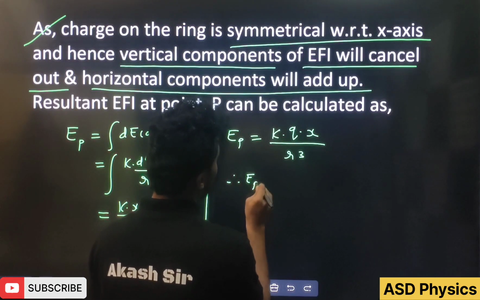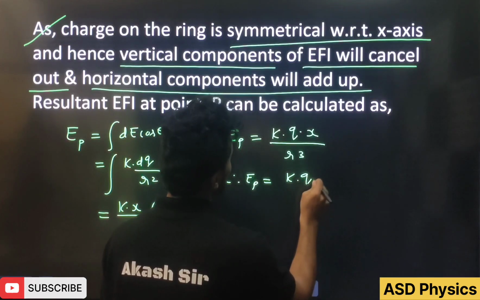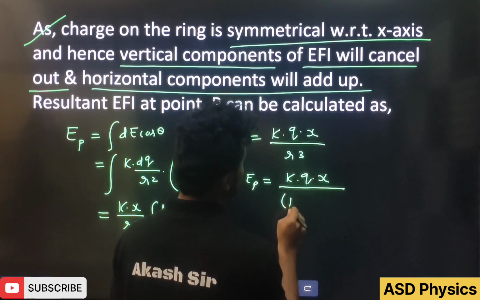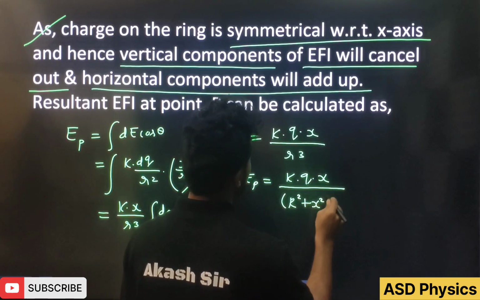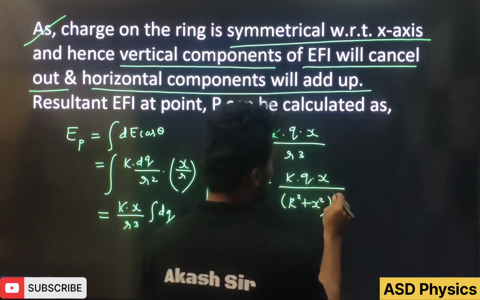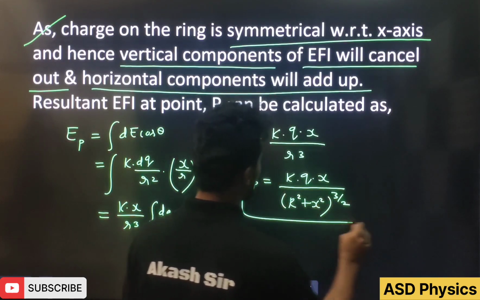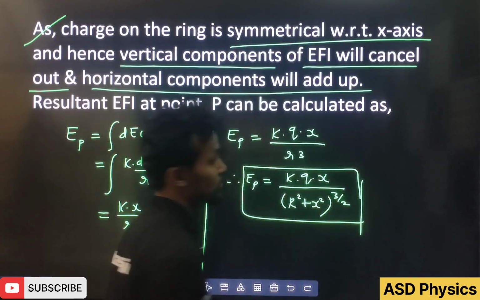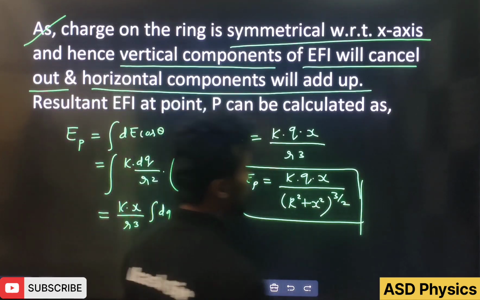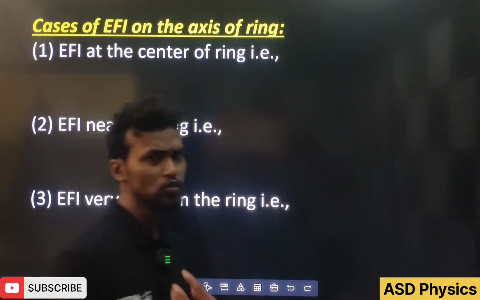Hence electric field at point P is given by kQx, over (R square plus x square) power 1 by 2. But here one more 3 is there. So it will become what? It will become 3 by 2. This expression you have to remember. Very important. Next one, students, we are just going to see some cases.